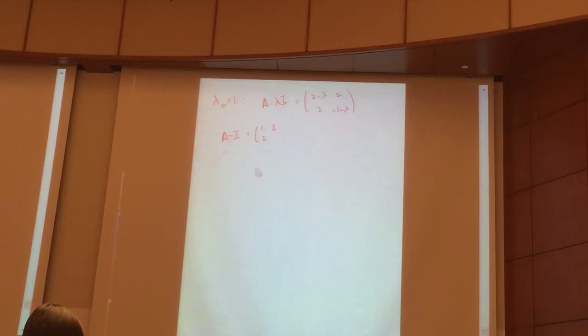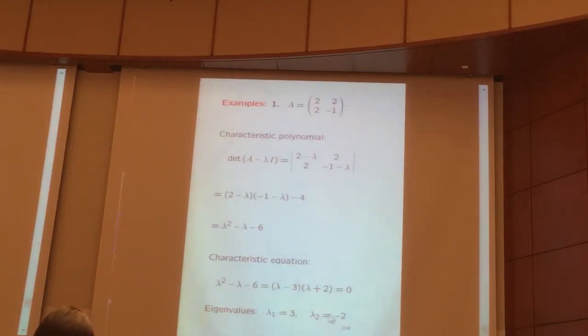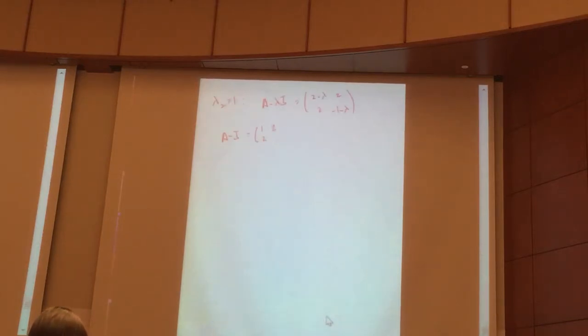Do I have a wrong sign there somewhere? This is minus 2. Oh, it's minus 2. What am I saying? Lambda 2 was minus 2. Sorry about that. I don't know where I got it wrong. Lambda 2 was minus 2. Okay. So what do we have? A plus 2I. It's A minus a minus 2. Let's just do A minus minus 2.